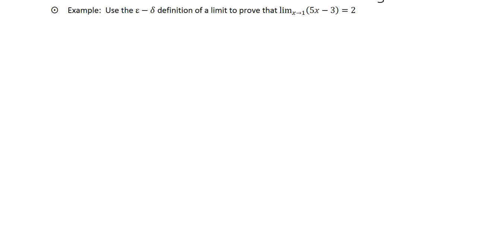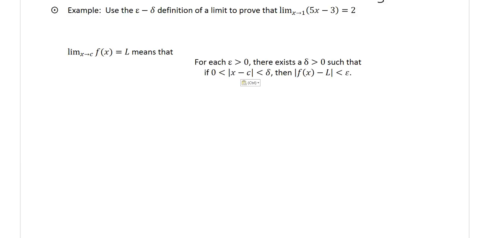Now this is the other type of problem that you will see with epsilon delta, and this says use the epsilon delta definition of a limit to prove that the limit as x approaches 1 of 5x minus 3 equals 2. Okay, so we're trying to prove that this limit has this value using the definition. So remember the definition. Let's go back to that. So this is the definition of the limit as x approaches c of f of x equals L. So we're trying to prove this for our function that we have here. The limit as x approaches 1 of 5x minus 3 equals 2.